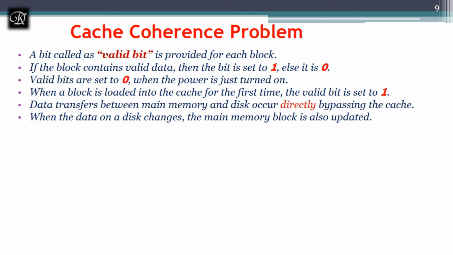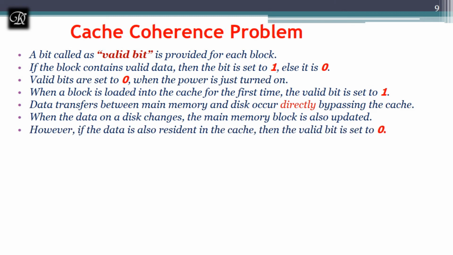This situation, how are we going to handle? When the data on the disk changes, the main memory block is also updated because they are bypassing the cache. They are nowhere concerned about the cache because the cache is not there in between the RAM and secondary memory. The cache is placed between the RAM and processor. However, if the data also resides in the cache, then the valid bit is set to 0. We have valid data in the main memory, and invalid data in the cache memory.